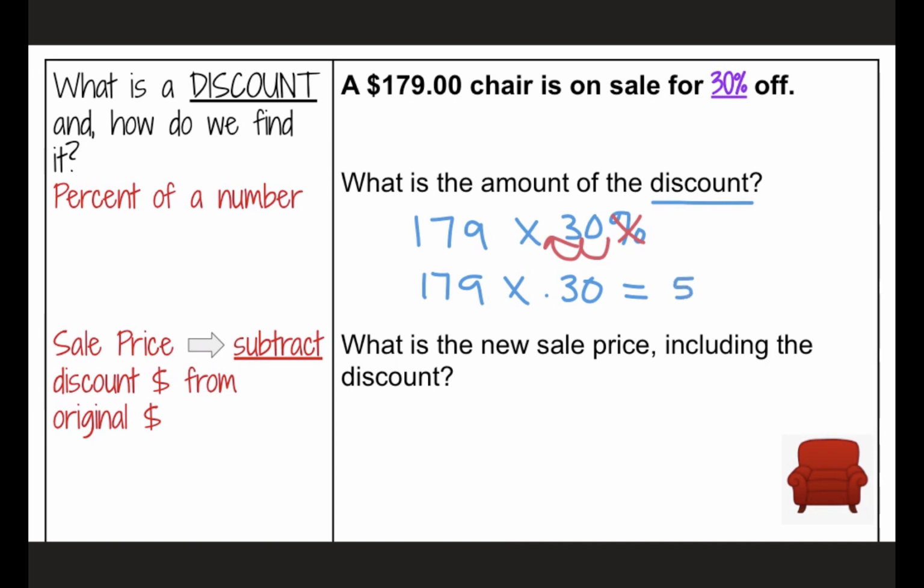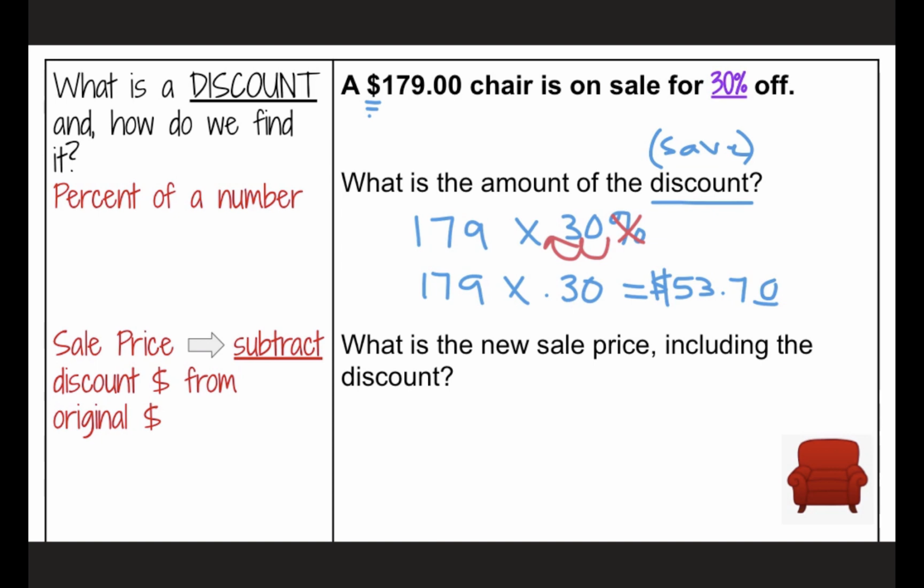I get 53.7. Now this is referring to money. Yes, we're talking about the amount of money that we're going to save. So first of all, money goes out to the hundredths place. What do we need to put in that room right there to represent that this is a money situation or a money value? A 0. So $53.70. Is that the cost of the chair? No, that's how much we get to save. Remember, a discount is a savings.